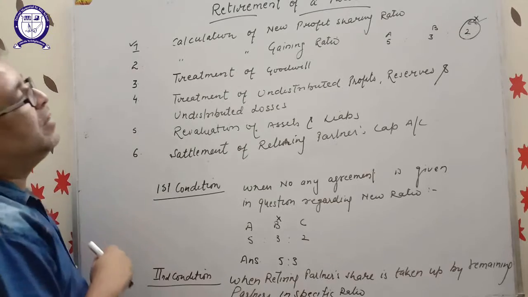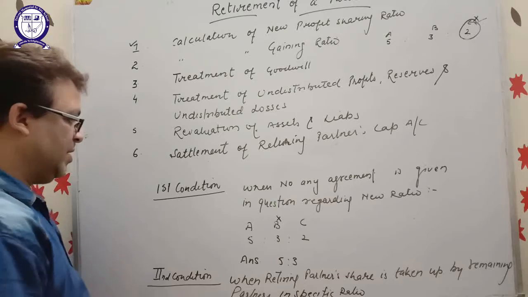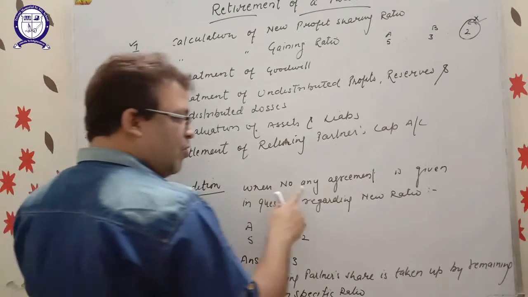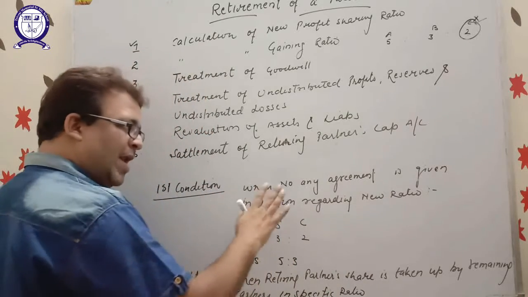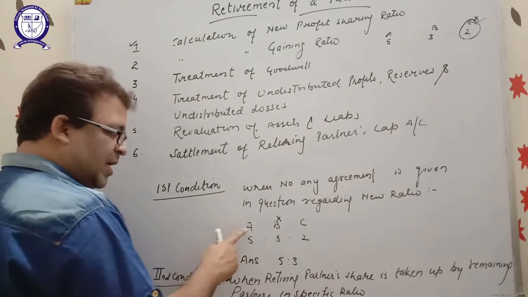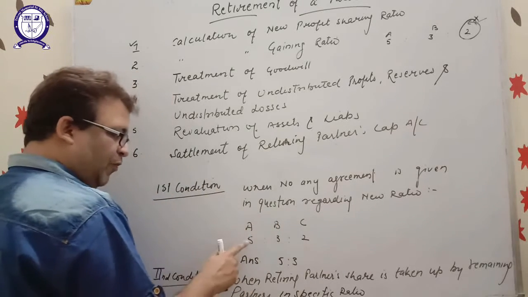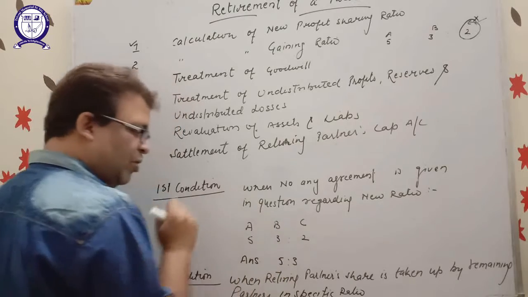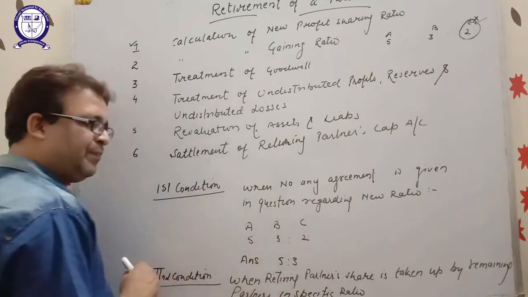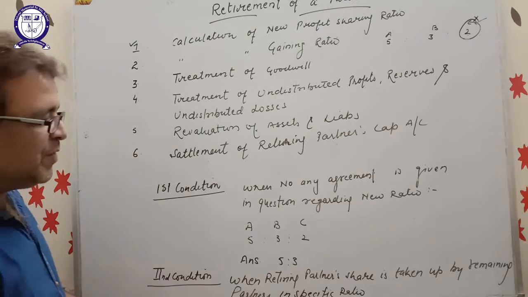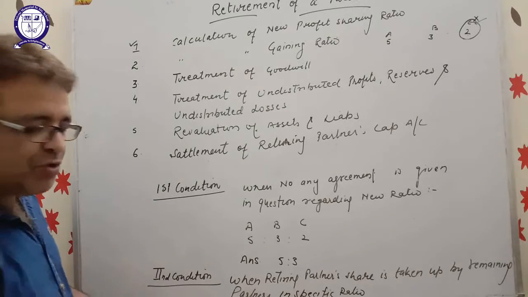In calculation of new profit sharing ratio, there are 3 conditions. First condition, when no agreement is given regarding the new ratio. Suppose there are 3 partners A, B and C. Profit sharing ratio is 5:3:2. Suppose C is retiring from the firm and nothing is given in the question about the new ratio.